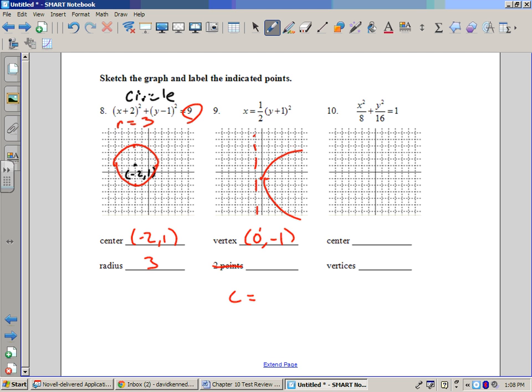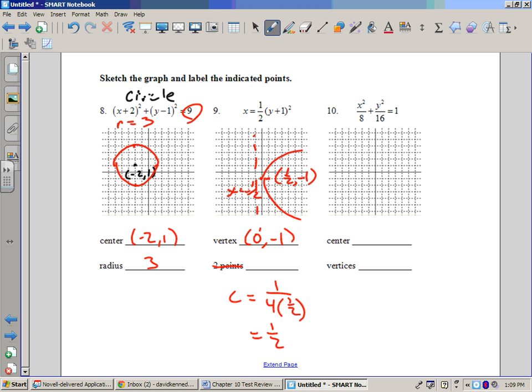I'm going to say C is equal to 1 over 4 times 1/2. So C is actually equal to 1/2. My focus here is going to be at 1/2, -1, and my directrix is going to be at x equals -1/2, C away. I guess we can go ahead and do the 2 points.